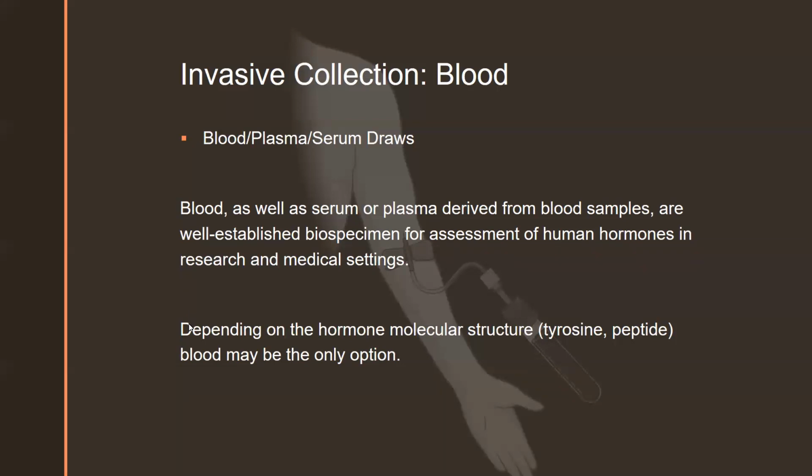Also, depending on the hormone or the molecular structure, especially when we talk about our larger hormones such as peptides, blood may be your only option. We'll talk about oxytocin specifically a little bit more later, and we also have a lot of citations for this, but to this day, there is still controversy on whether or not we can get larger peptides from saliva. So to be safe, depending on what your research question is, what you're focused in on, it might be a good idea to use a blood draw.